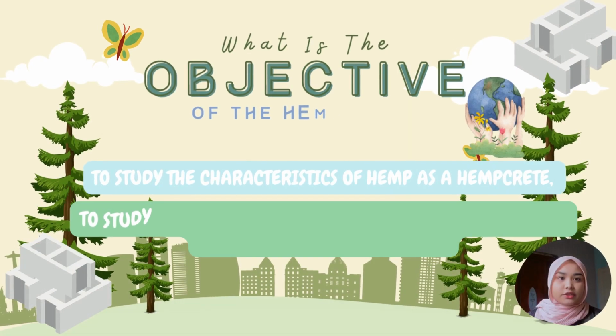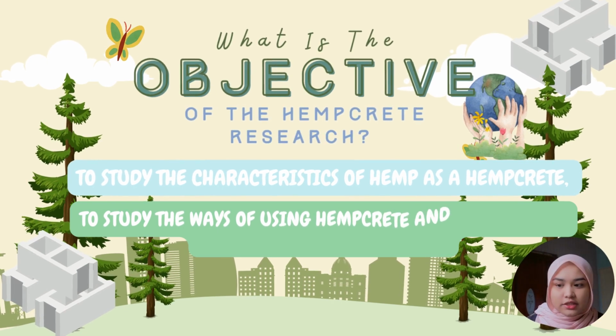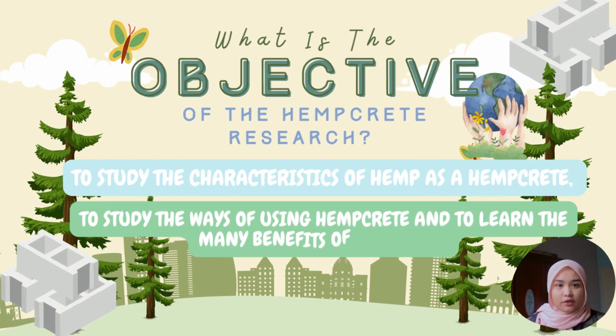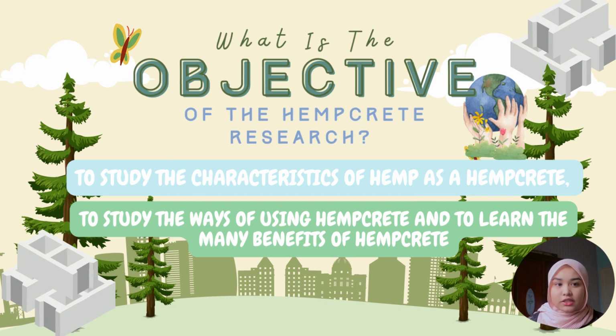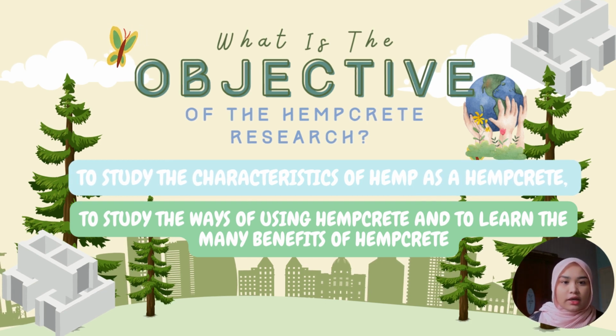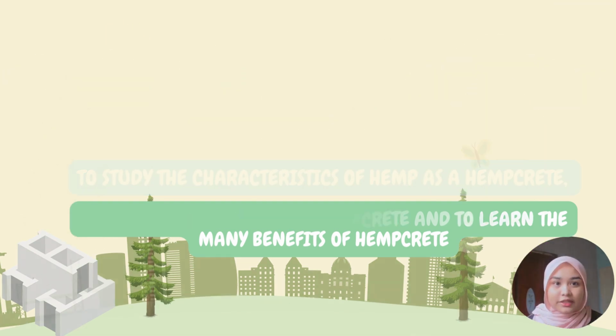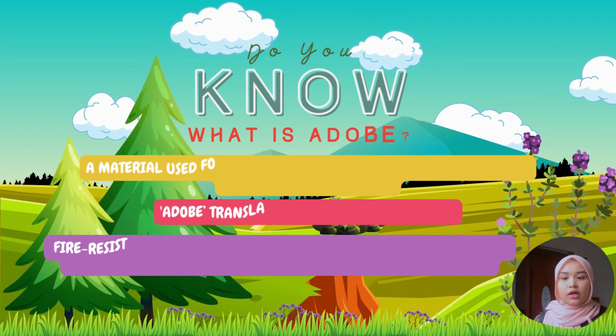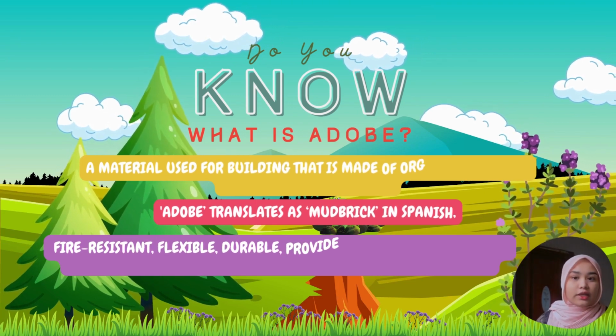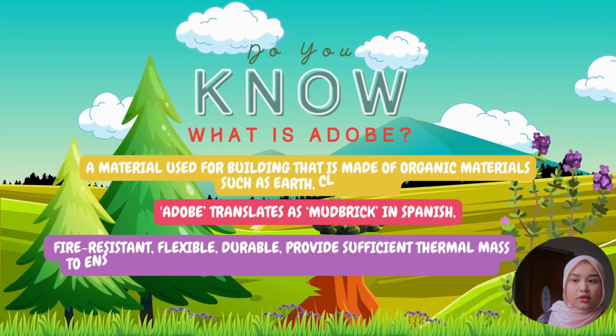What is the objective for the hempcrete research? Okay, the objective is to study the characteristic of hemp as hempcrete, to study the ways of using hempcrete, and to learn the benefit of hempcrete. First, we have hempcrete, and we also have a second material, which is adobe.